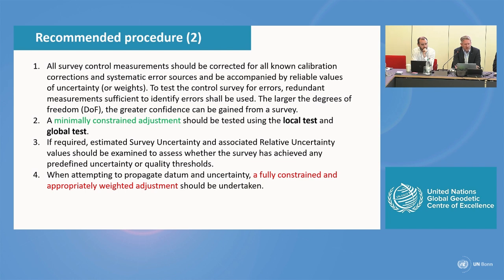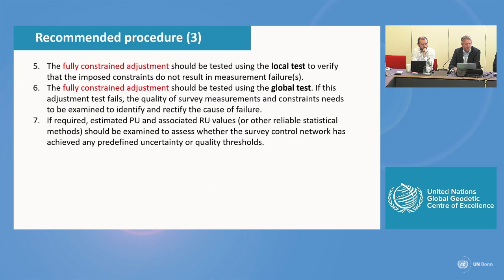And then when you're attempting to propagate datum and uncertainty, you then do a fully constrained and appropriately weighted adjustment once you finally have all the internal measurements that you know are correctly set up in the right way. So the fully constrained adjustment should be done using a local test to start with to verify that the constraints that you've applied to the data set do not result in measurement failures. So that means where you can't get all the measurements to connect with each other. And the fully constrained adjustment should only be tested using the global test.